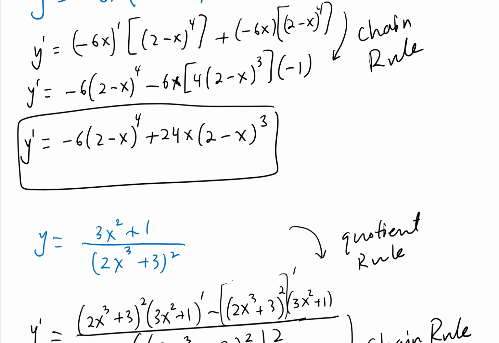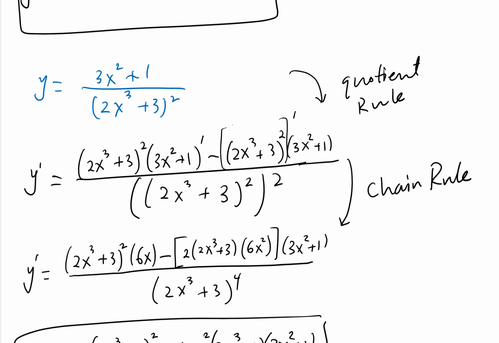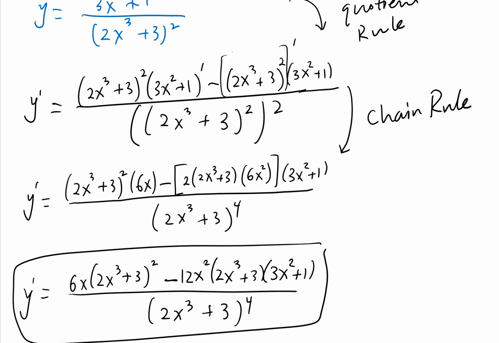Okay, no questions. I'm moving down to this one. First step is the setup for the quotient rule. Next step, I use the chain rule for that.